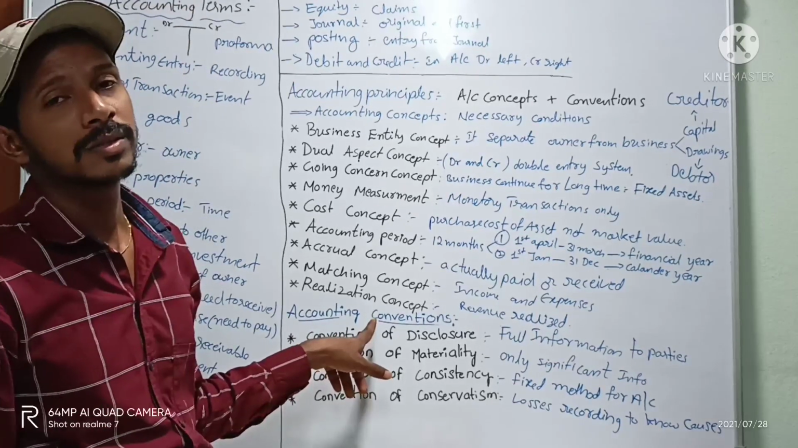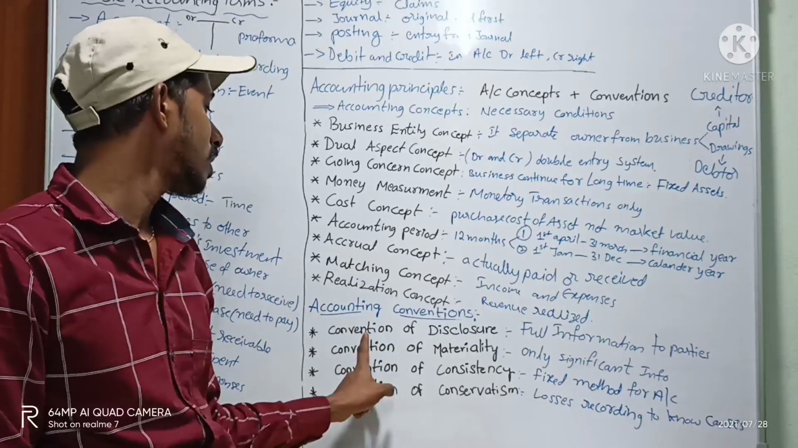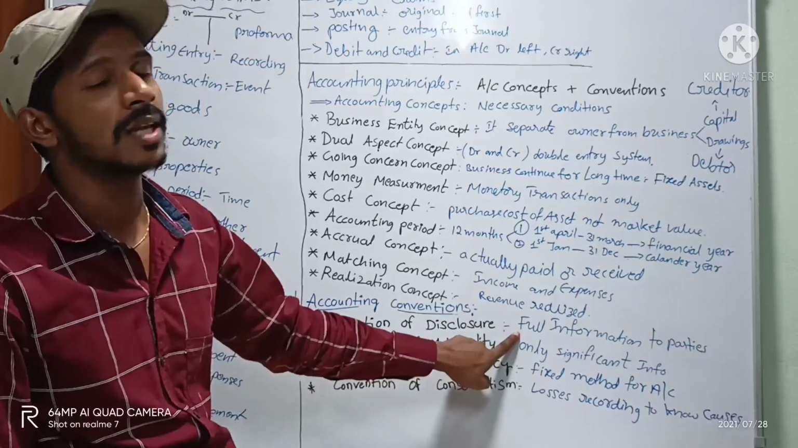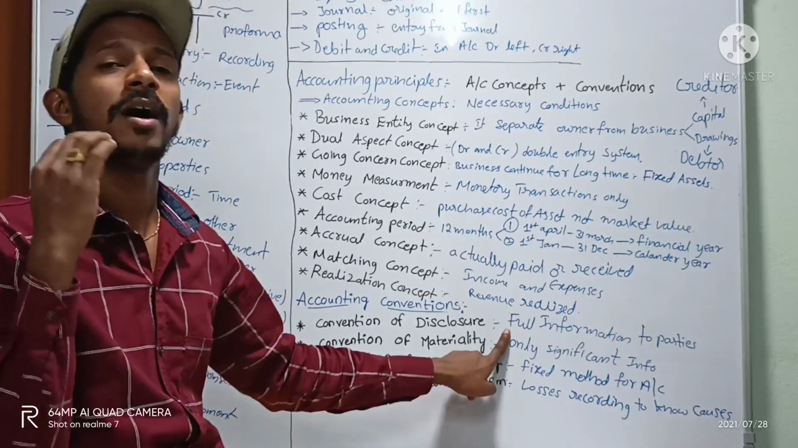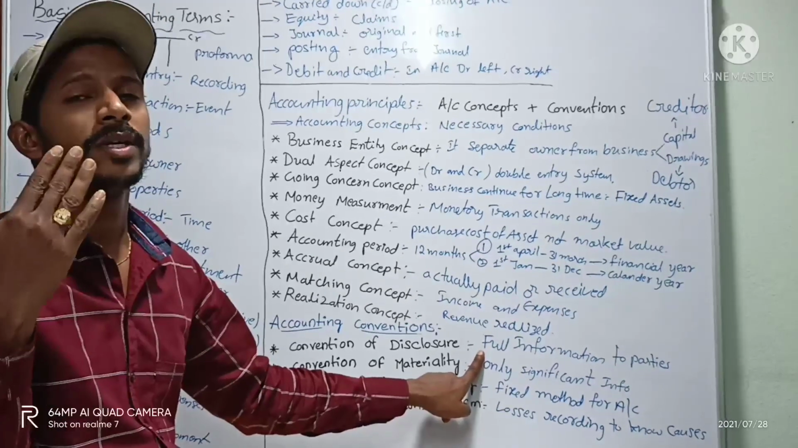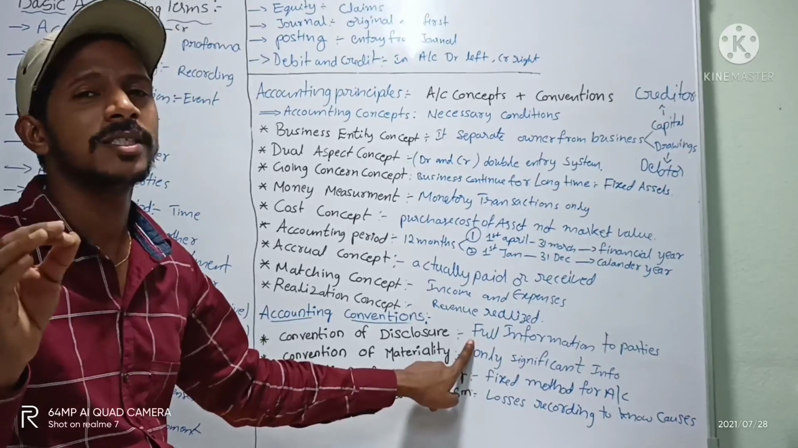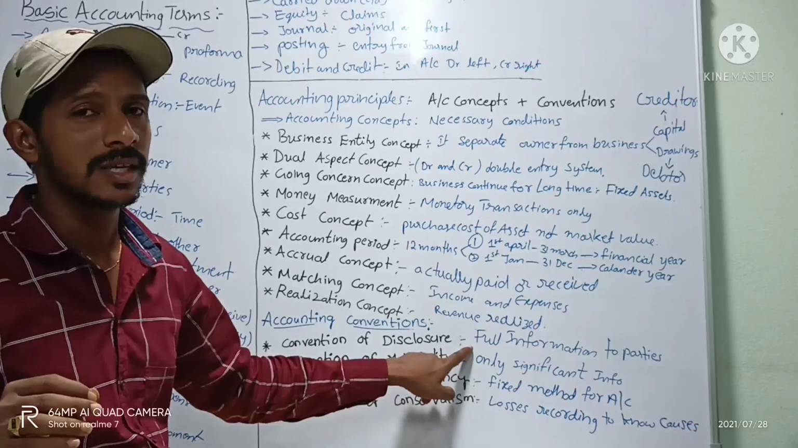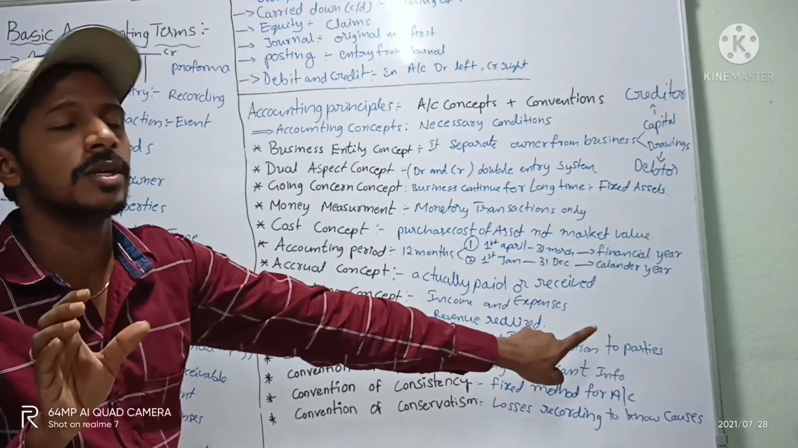Next, we are going to see the accounting conventions. First convention is the convention of disclosure. Convention of disclosure says full information should be given to the needed parties. For example, debtors, creditors, employees, customers, government, all the parties that need information. So this accounting convention says full accounting information, not some information, is given to the parties.